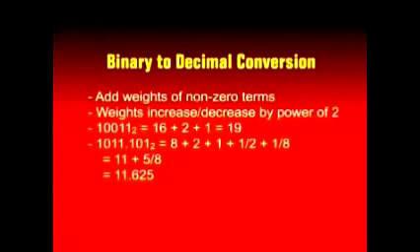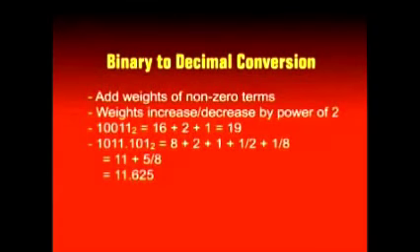Now you need to remember that in binary, the weights of successive bits increase or decrease by a power of 2. So if you move towards left from the decimal point, the weights increase by a factor of 2. If you move towards right from the decimal point, they decrease by a factor of 2.